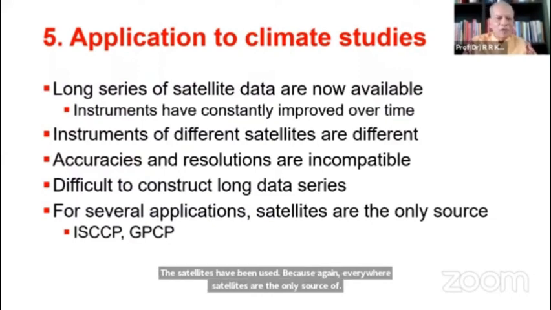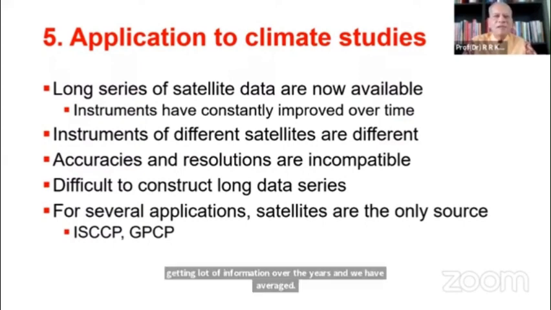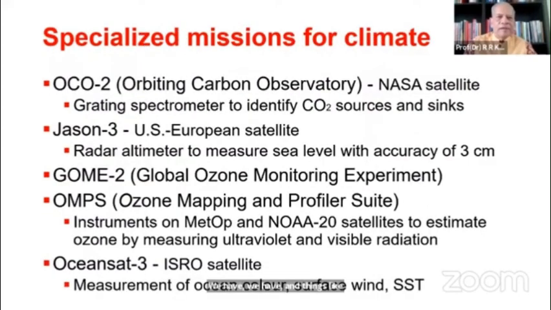So we have had two major projects. One was the ISCCP, which was the International Satellite Cloud Climatology Project. The other was GPCP, the Global Precipitation Climatology Project, in which meteorological satellite data was used for getting a lot of information over the years. And we have averaged maps, we have normals, we have seasonal, and things like that. But notwithstanding the meteorological satellites, there are at least 5 satellites which are meant specifically for climate studies. And there are 5 of them which I would like to name here.